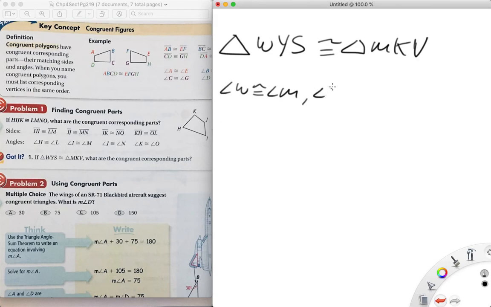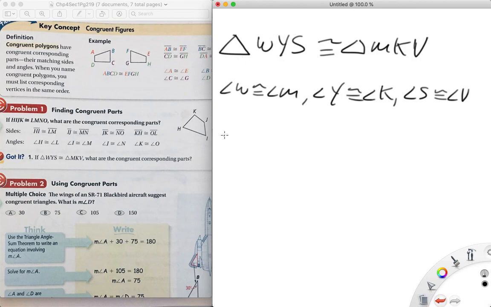Then I can say that angle Y is congruent to angle K because it's written second. And then I can say that angle S is congruent to angle V because it's written third. So I can say that these are corresponding angles just because of the way this is written and labeled.